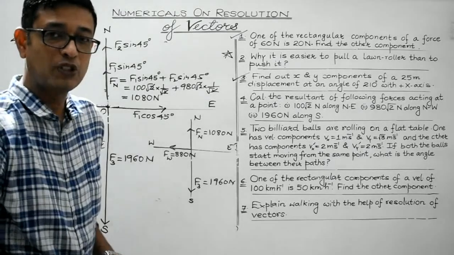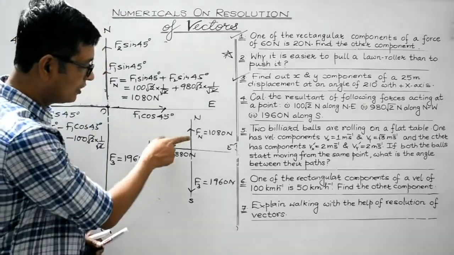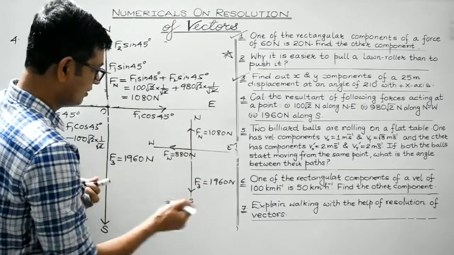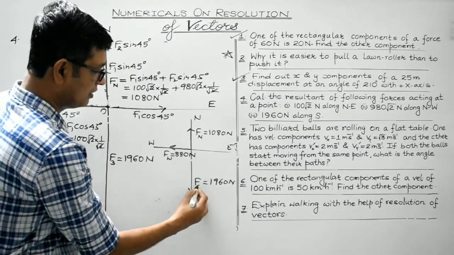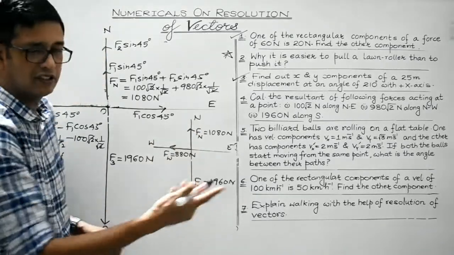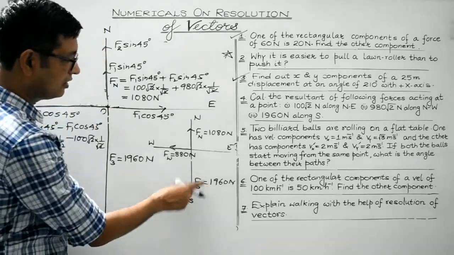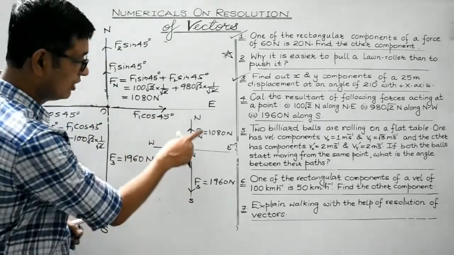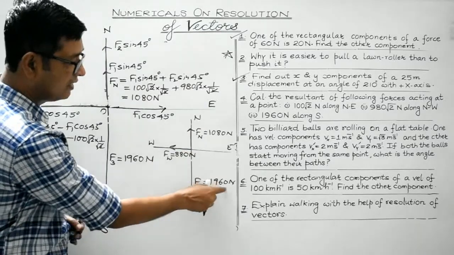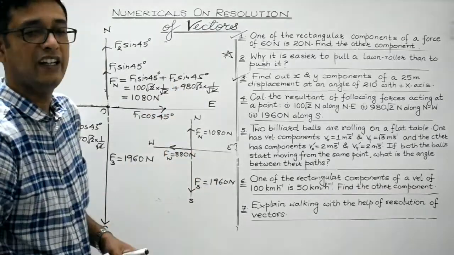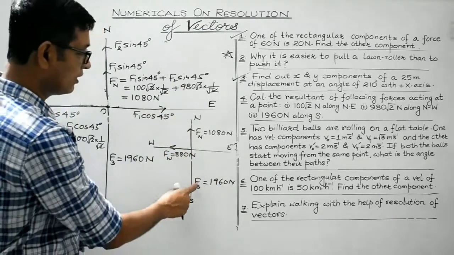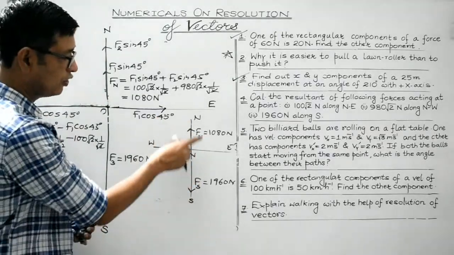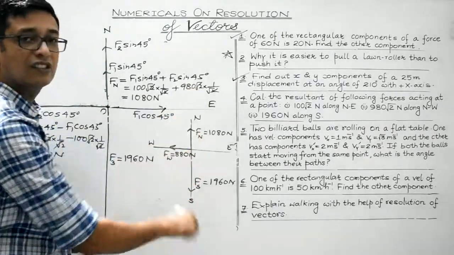Which two need to be solved first? Obviously Fn and Fs. This can be considered to be Fs towards south, right? F3 or Fs, it's your wish. Fs is greater than Fn. So the result of these two would be 1960 minus 1080. Why? Because Fs is greater than Fn. And the direction of the result of these two would be towards south.